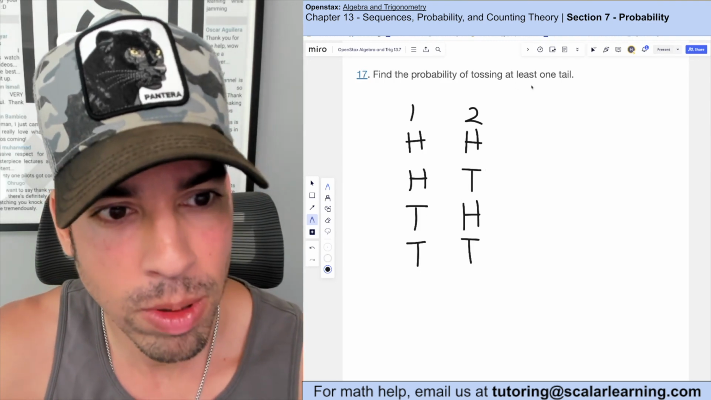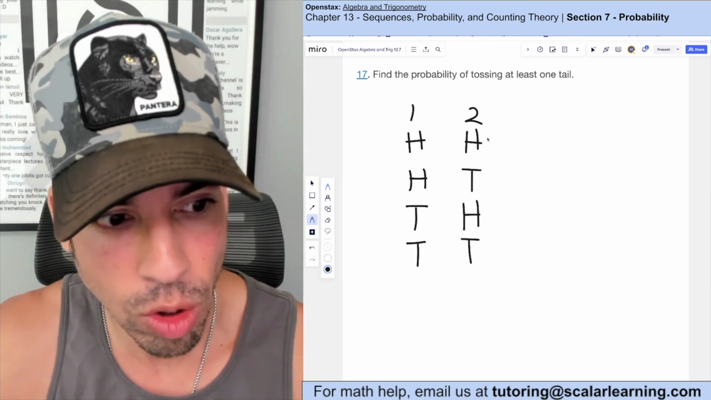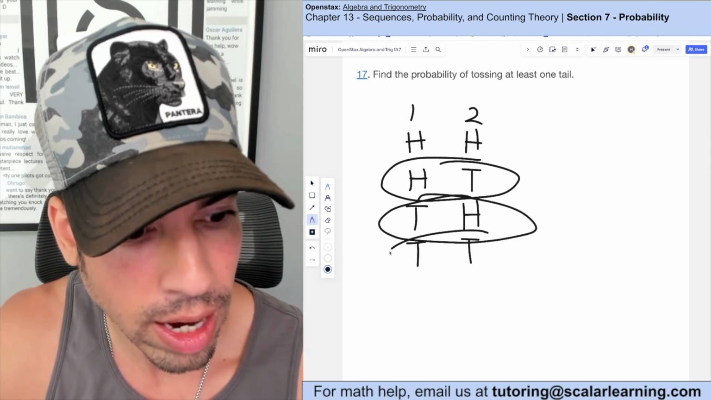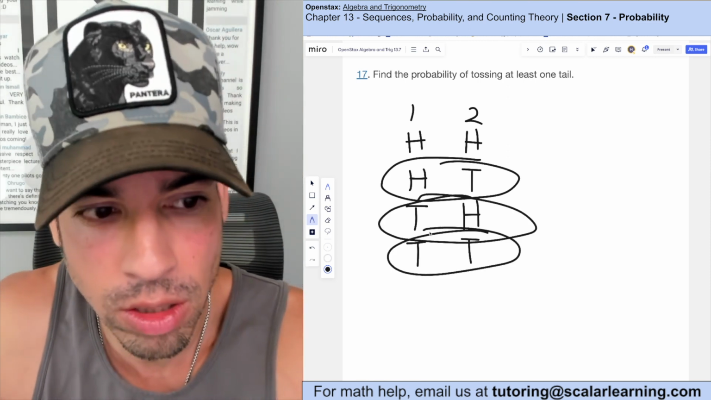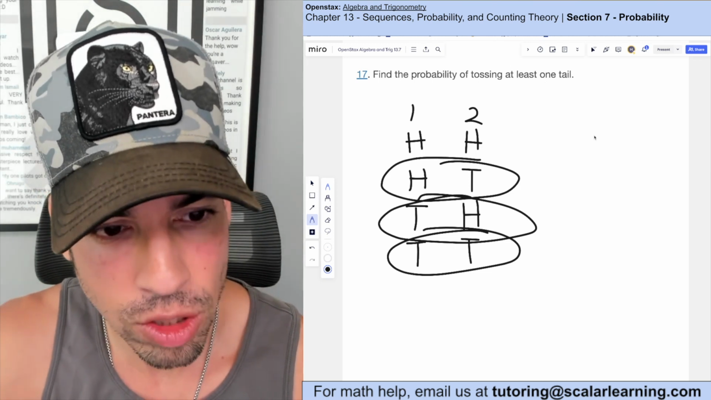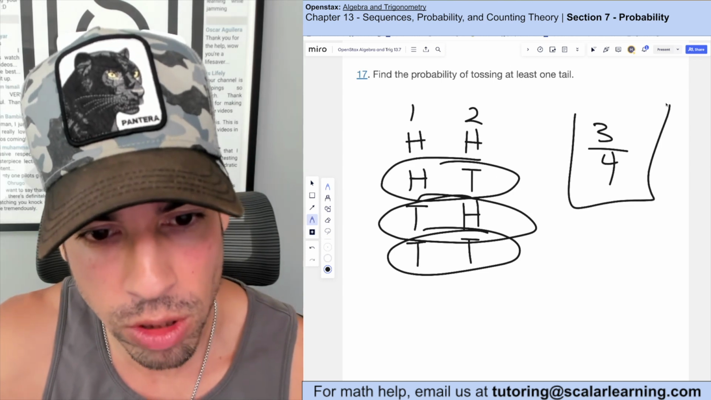And they said find the probability of tossing at least 1 tail. It doesn't say for the first or the second. It just says in total. So I've got 1 tail here, 1 tail here, and at least 1 tail. I got 2 tails there. Those all qualify, which means my probability of getting at least 1 is 3 ways to get it out of 4 total. 3/4 is the winner.